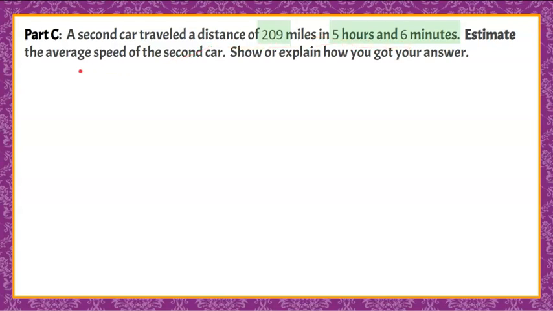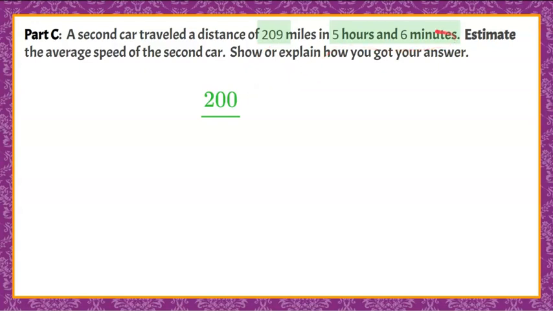So we're estimating the average speed, and this is the second car. So in the previous part, it was the first car. So now let's look at this. We're going to average this. We're saying an estimate, and we're going to average it, which means we're going to divide. So we have 209 miles, which an estimate of that would be closest to 200.